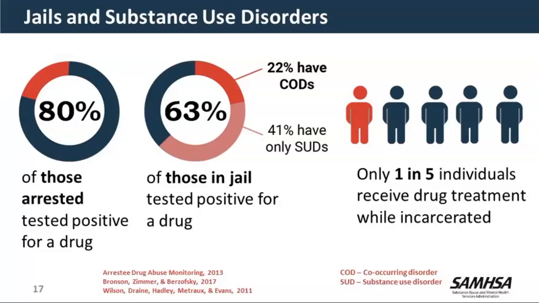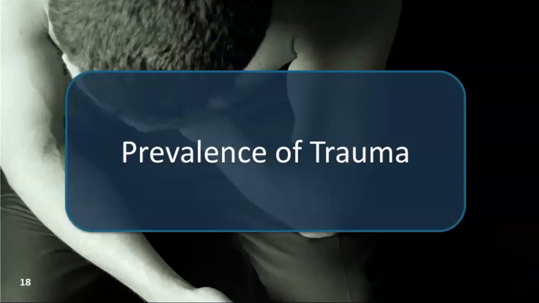Yet, we only have the treatment capacity and availability to treat 1 out of every 5 people, or 20% of the folks, while they are incarcerated. And it really begs the question as to why we're still looking at our local justice systems as the answers to some of these very complex problems, when we clearly don't have the capacity to provide the treatment needs for individuals in those settings.